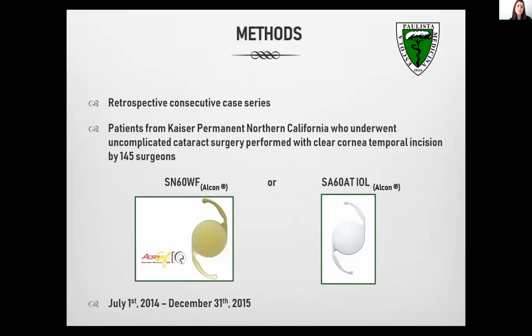The study consisted of a retrospective consecutive case series, including patients from this medical plan who underwent uncomplicated cataract surgery performed with a clear corneal temporal incision by 145 surgeons. Two different kinds of IOL were implanted, the SN60WF and SA60AT, both from Alcon. The surgeries were performed between July 2014 and December 2015.